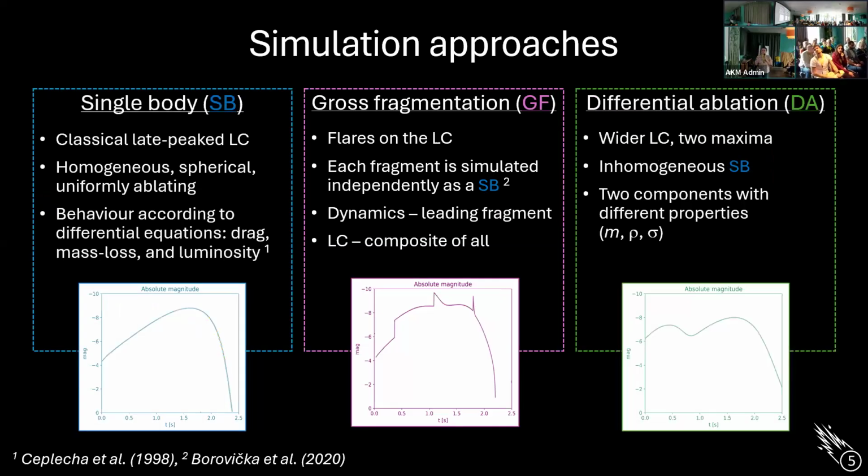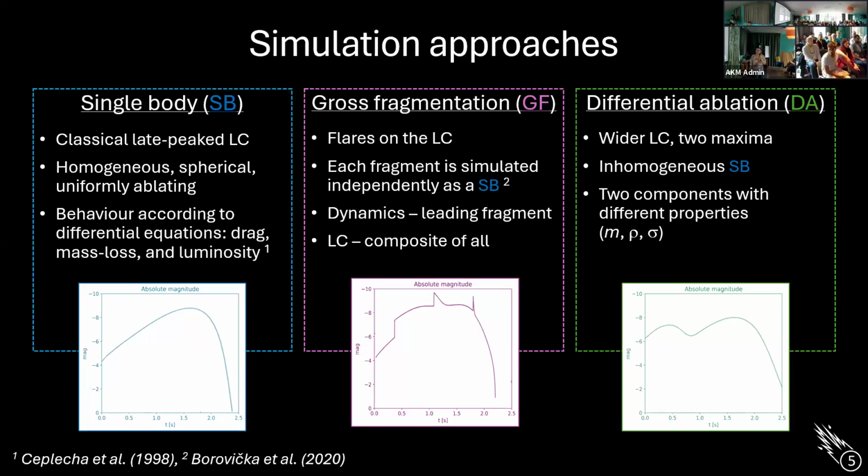So the final approach that we use is differential ablation, which means that we are back to the single body simulations, but this time we don't expect the body to ablate uniformly. We expect, for simplicity, to have two components which ablate at their own rate, and therefore the resulting light curve is wider, and it can even have two peaks if the differences in their ablation rate or mass are big enough.